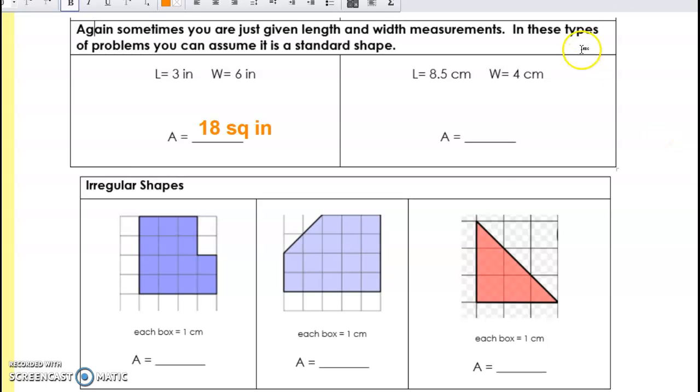So when you multiply 8.5 times 4, you get the answer of 34. And again, this time I'm going to use the label SQ to indicate square units, but make sure also to include your general units, in this case, centimeters.